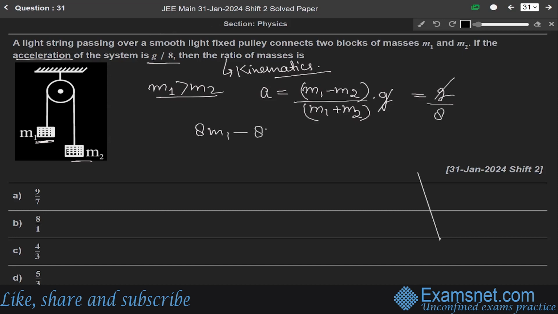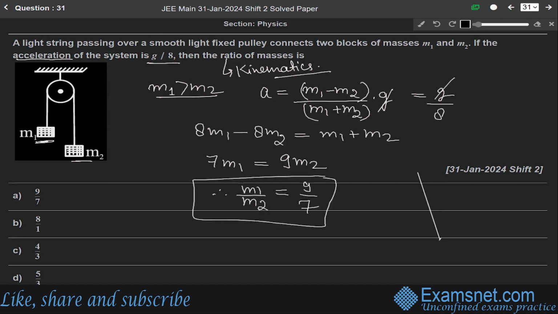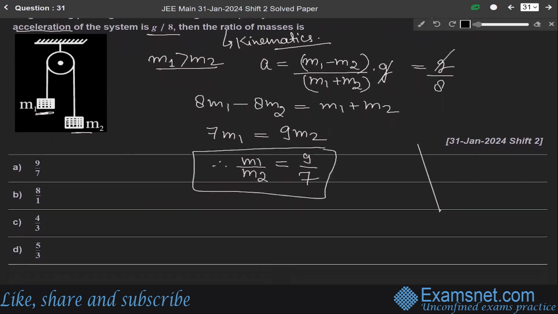So we get 8m1 minus 8m2 is equal to m1 plus m2. So 7m1 is equal to 9m2. Therefore m1 over m2 is equal to 9 over 7. So our correct answer is 9 by 7, and the correct option is option A.